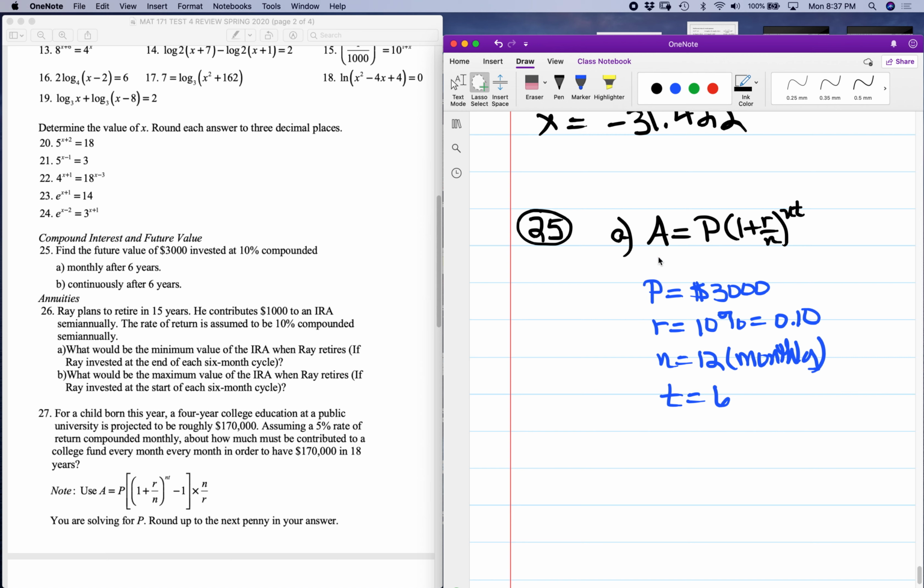We're solving for A, and for the components here, P is in reference to the present value, which we have at $3,000. In 1 plus r over n, r refers to the rate of interest, which we record as a non-percent decimal. So 10% becomes 0.10, and n is the compounding frequency, so this will be monthly, and the time span is 6 years.